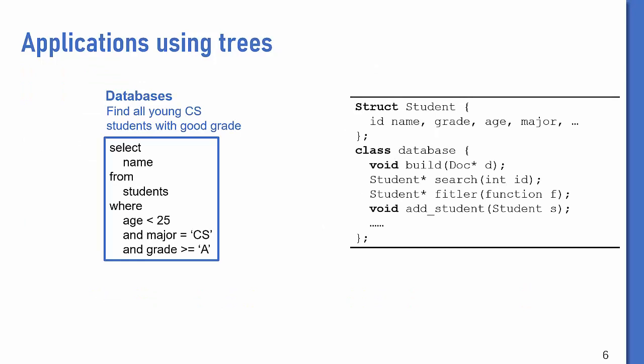The second example I want to mention is about database systems. In this example, we have a database storing the information of all students. Now we want to find all the young computer science students with good grades to grant them scholarships, for example. Some basic operations we need to consider include construction, search queries by student ID, or filtering all the students satisfying certain conditions. Of course, we can also update the database.